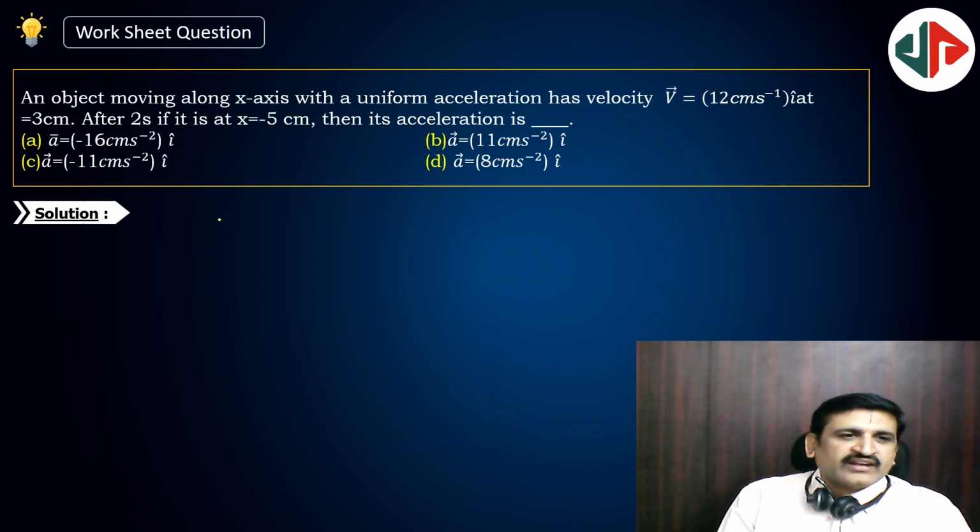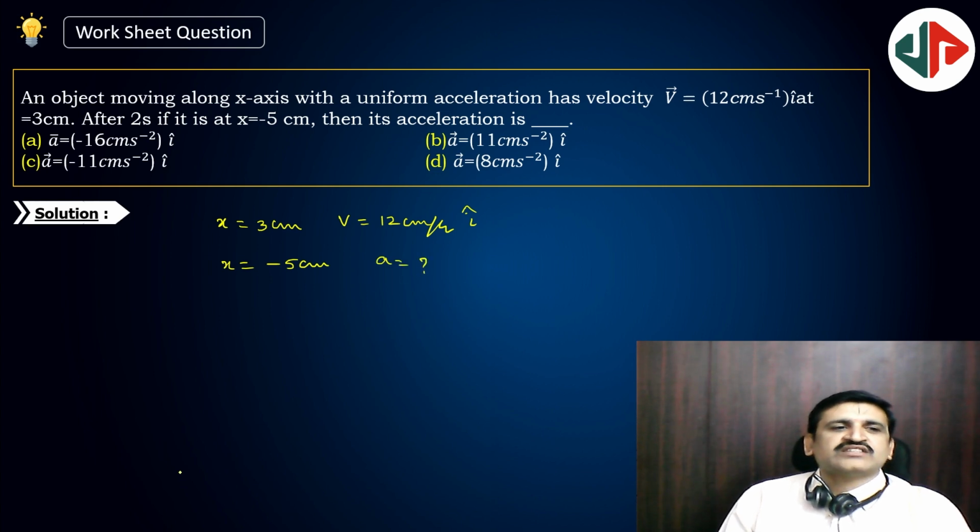At x equal to 3 centimeters, the velocity is 12 centimeters per second, moving along the x-axis, and at x equal to minus 5 centimeters, its acceleration is equal to how much? That's what I have to find out.